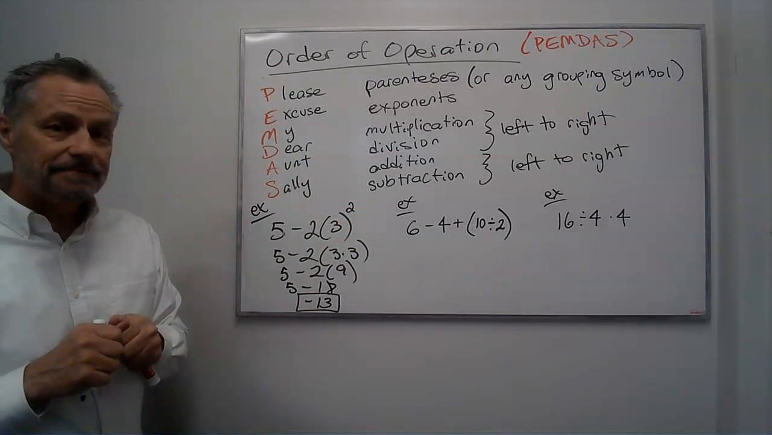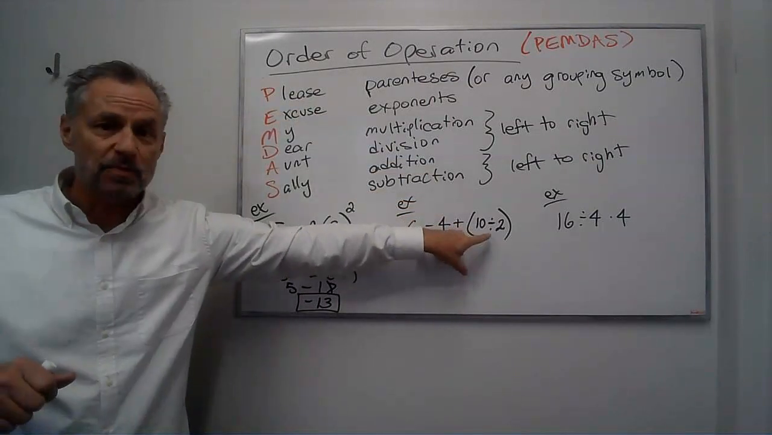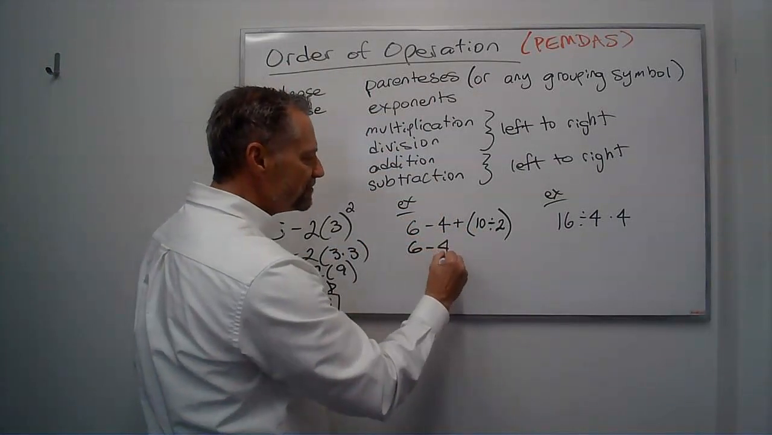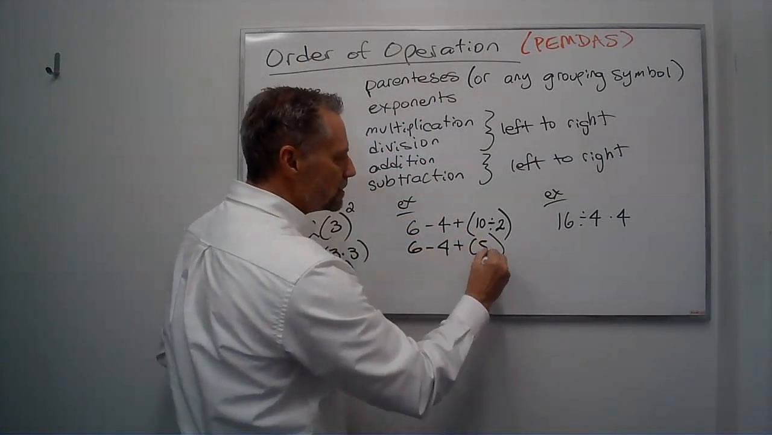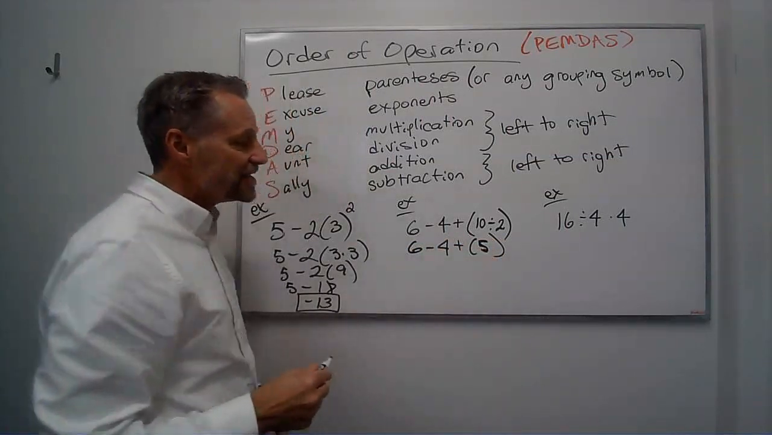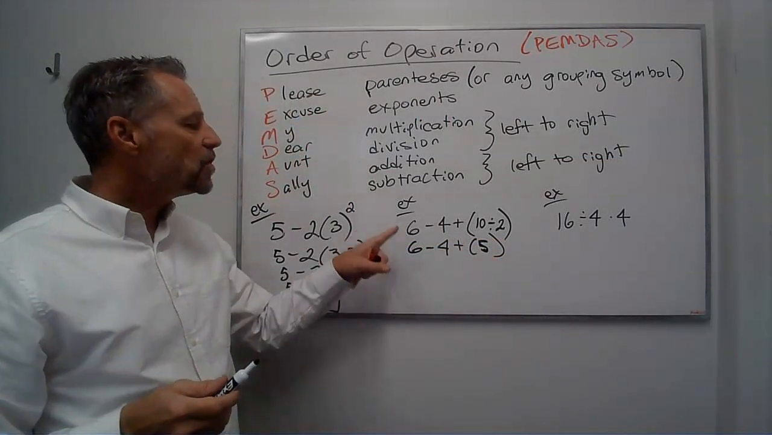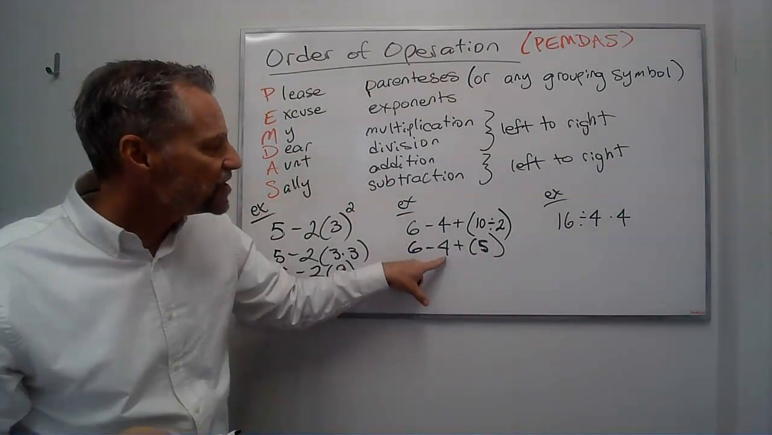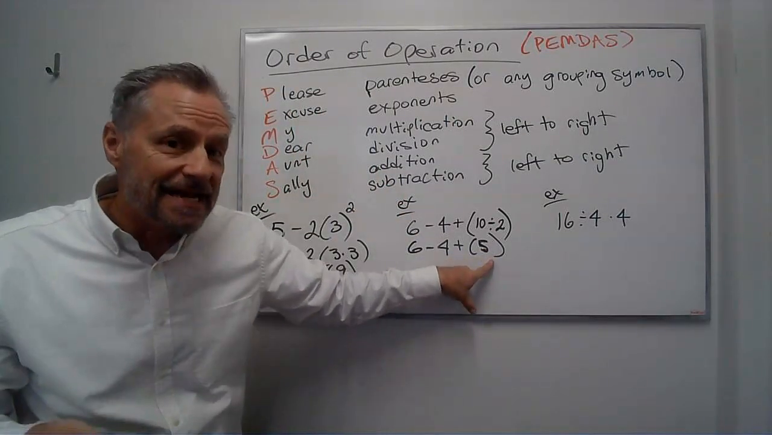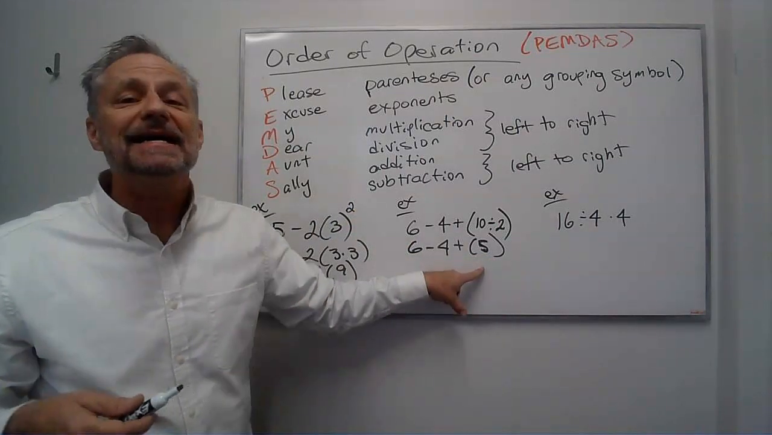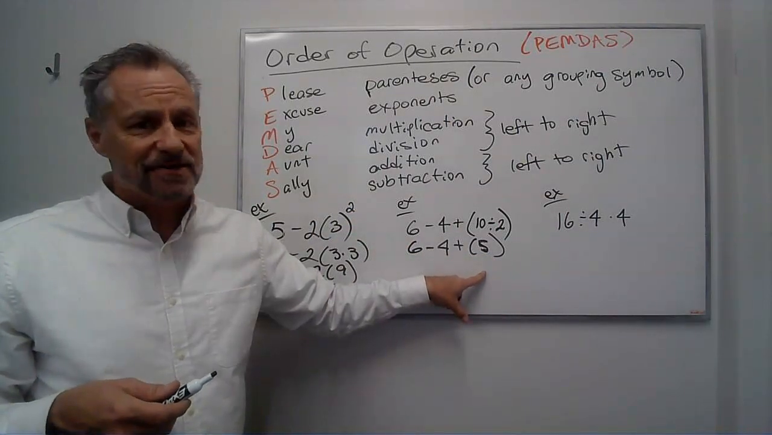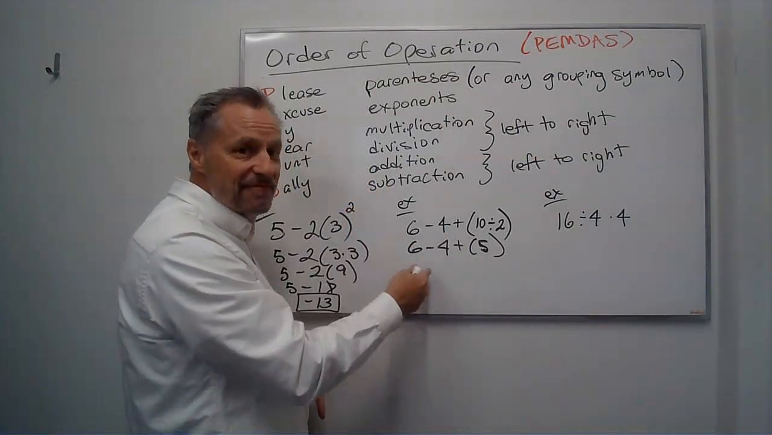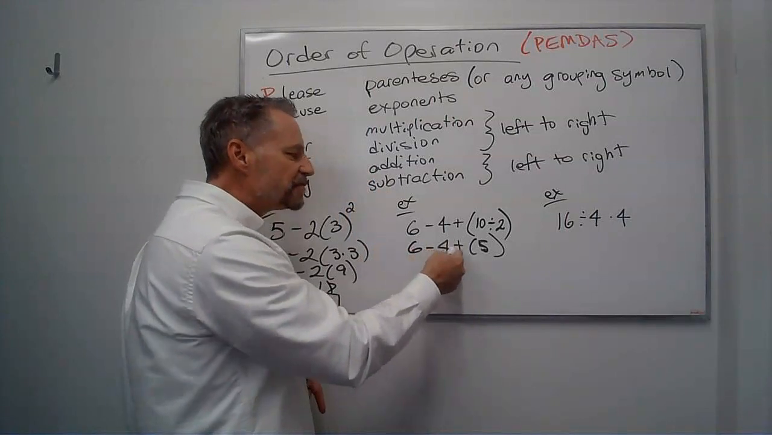Let's look at the next one. This time parentheses does come in. We do have a parentheses. So we're going to do 10 divided by 2, that's going to be a 5. And I'll tell you, here's what I've seen students do. They'll go, addition is before subtraction. I need to do that first. So they'll go, 4 plus 5 is 9. 6 minus 9 is negative 3. That's not my answer. It's not the correct answer anyway. Addition, subtraction, I have to go left to right. So I have to do this before I do that.